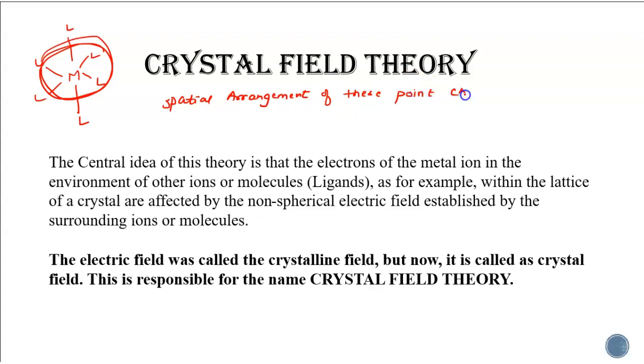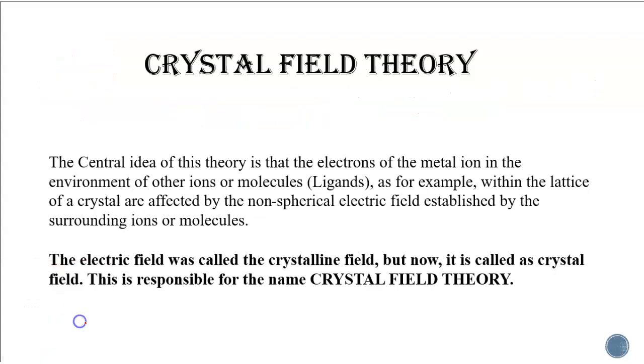These point charges will affect the d orbitals of the metal atom, and when they affect the d orbitals of the metal atom, it will disturb its degeneracy. Some of the orbitals' energy will be raised and some orbitals' energy will be decreased. That we'll discuss later. For now you can just understand this much.